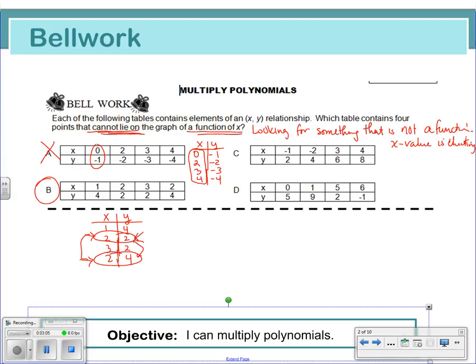Let's go ahead and check C and D to make sure all our x values are different. So C has -1, -2, 3, and 4. They're all different, so it's a function. D, we have 0, 1, 5, and 6. They're all different, so it is also a function.